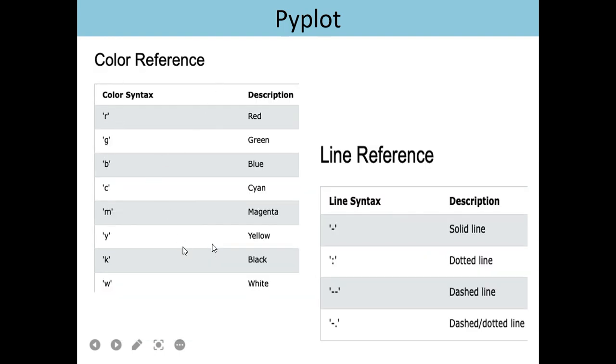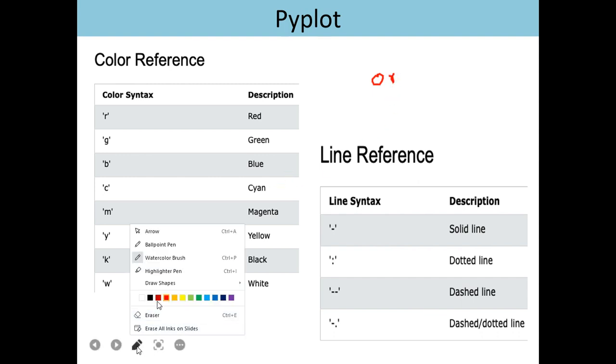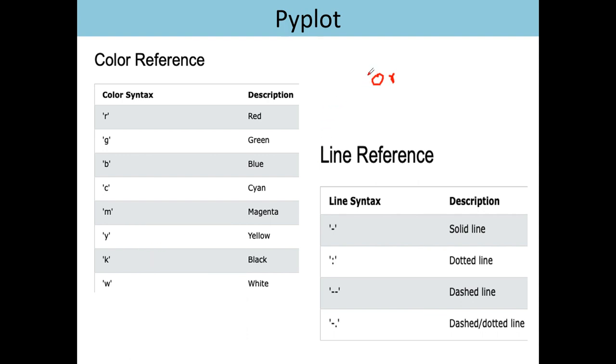Color: you can color your graph. These are some shortcuts for color. R for red, G for green. If you write o, then r, the marker will be o and it will be colored red.